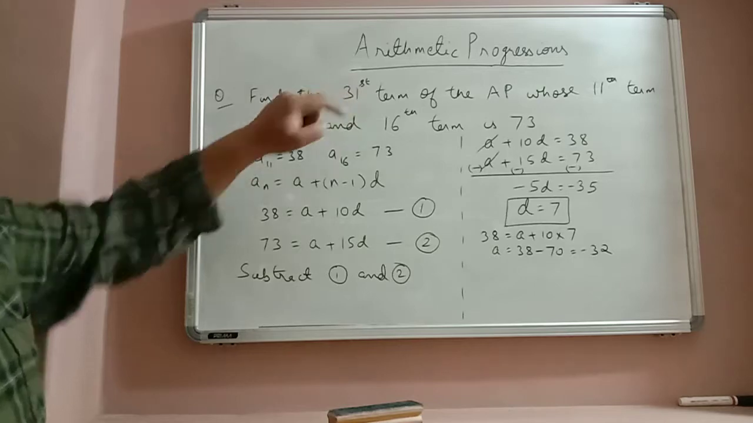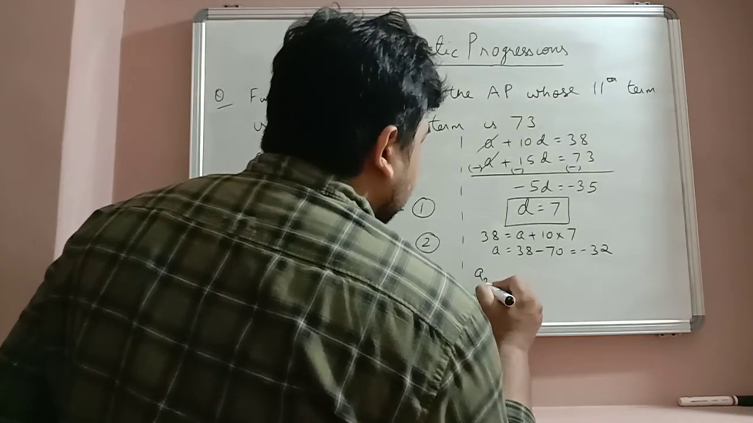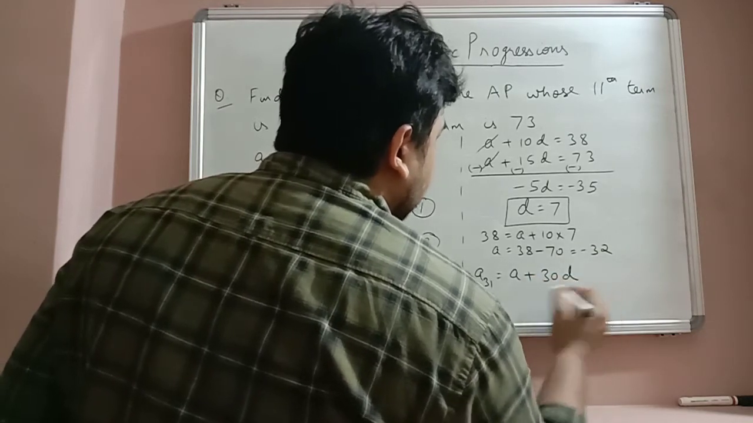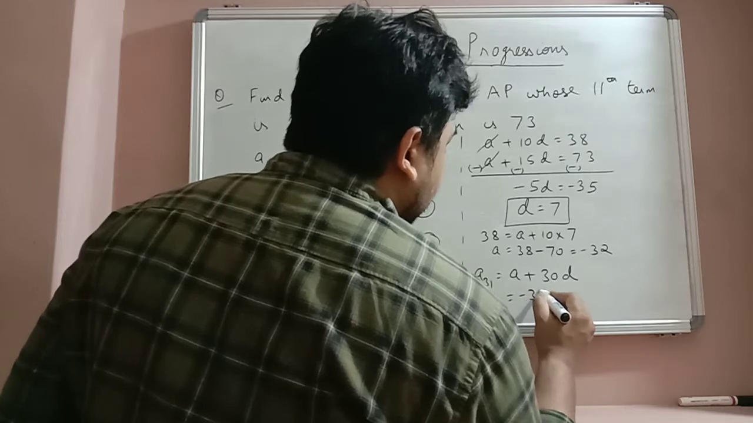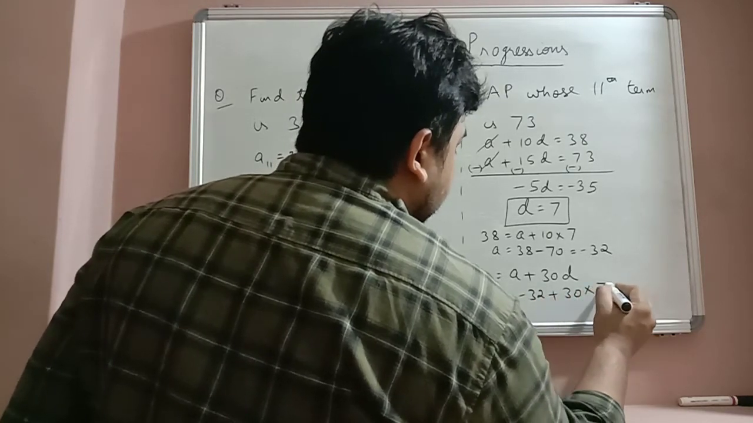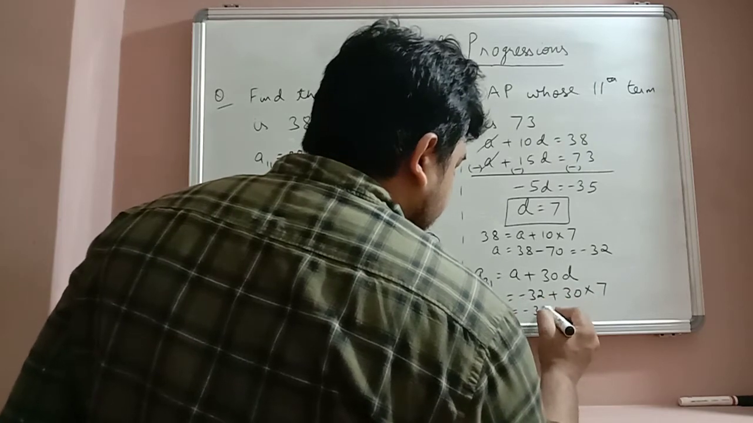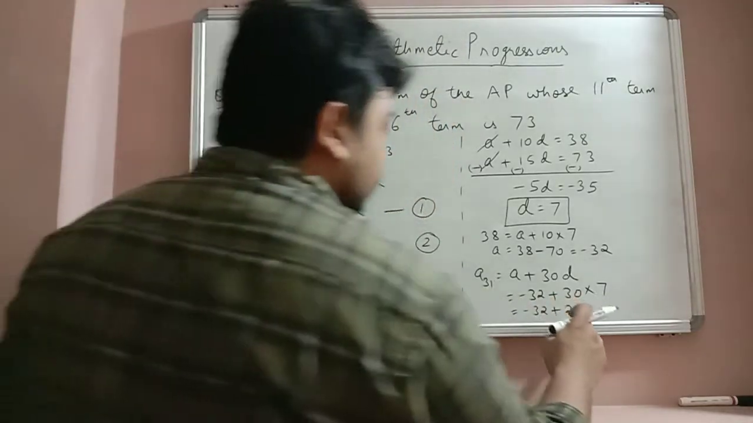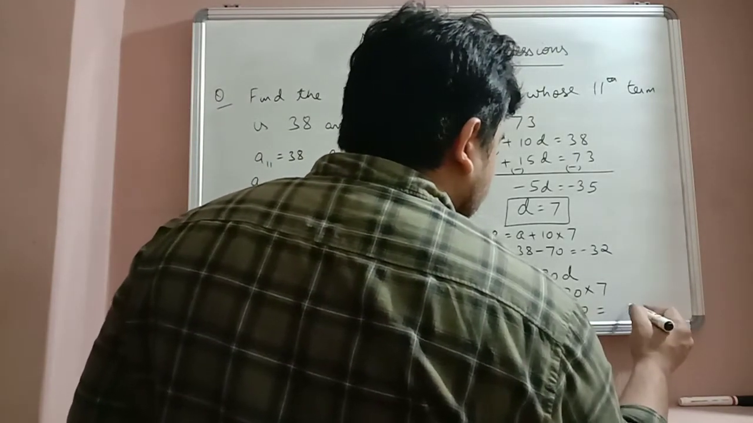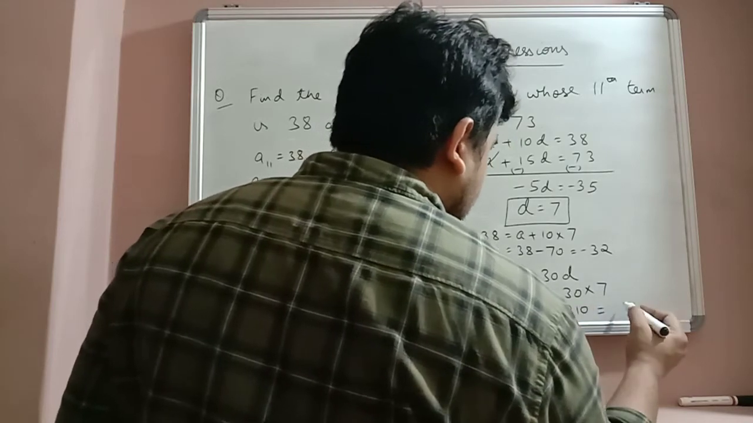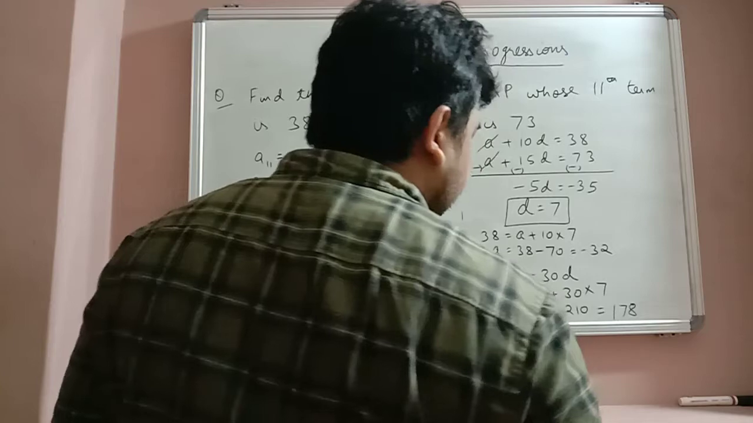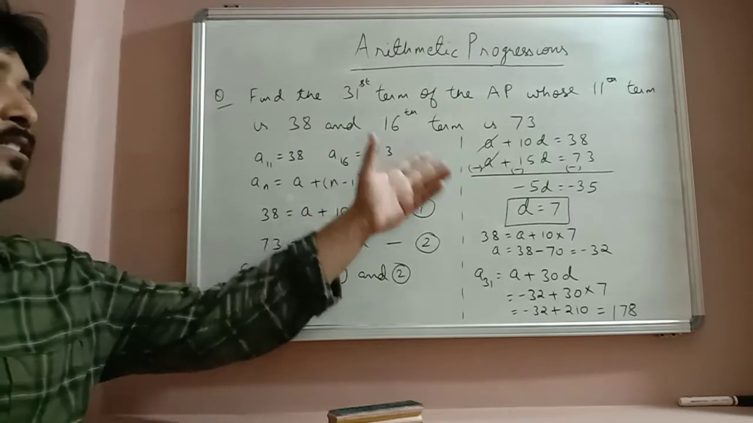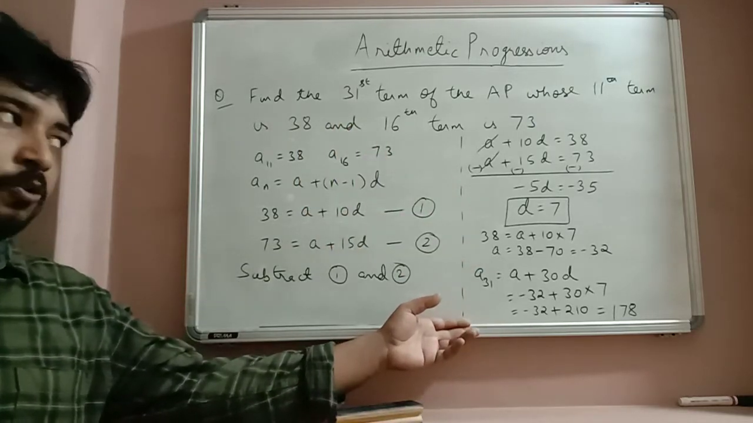So we can easily find the 31st term. The 31st term is A31 equals to A plus 31 minus 1 D, that is 30D. So this will turn out to be A is minus 32 plus 30 times 7. This will be minus 32 plus 210. And this will turn out to be 10 minus 2 is 8, again 10 minus 3 is 7, 178. So 178 is the 31st term of this given AP. I hope this is clear to everyone.